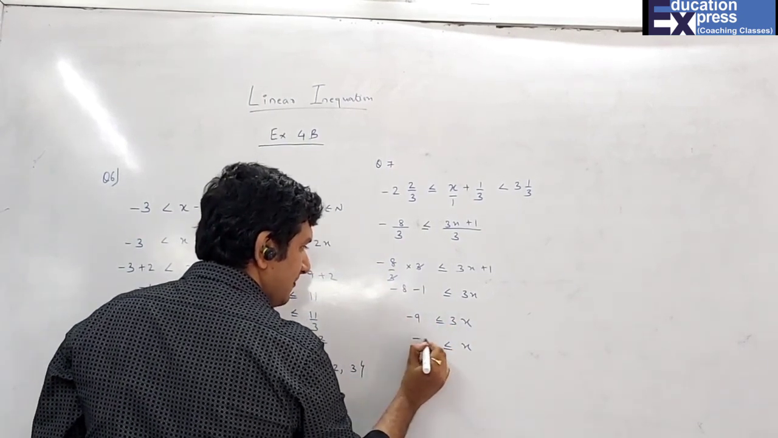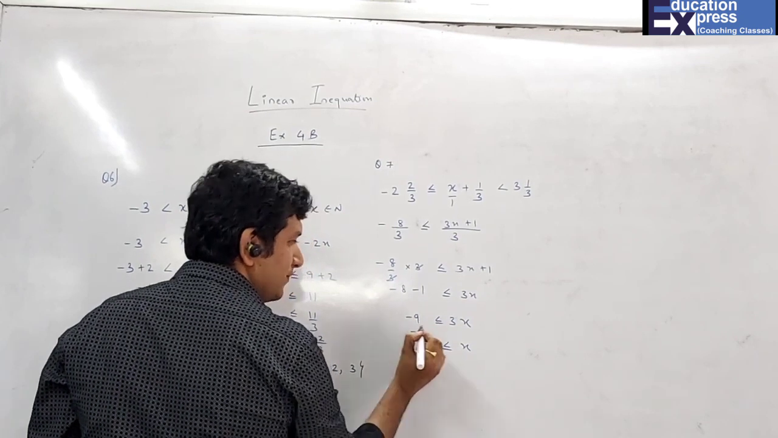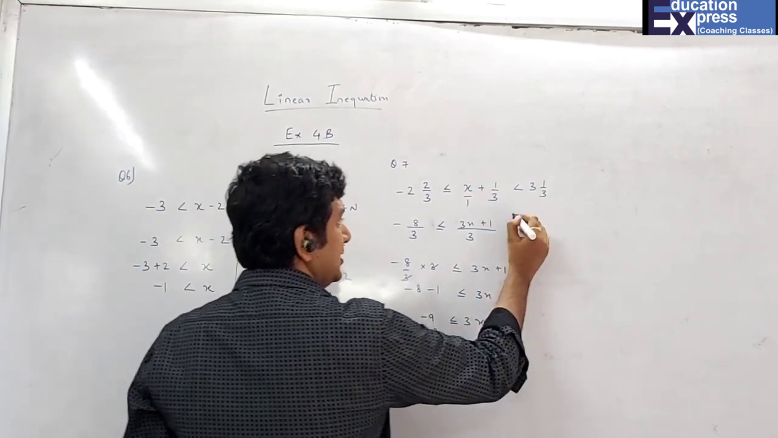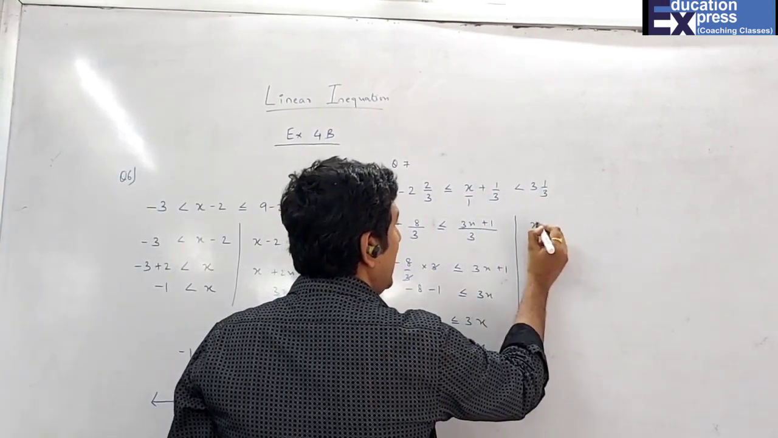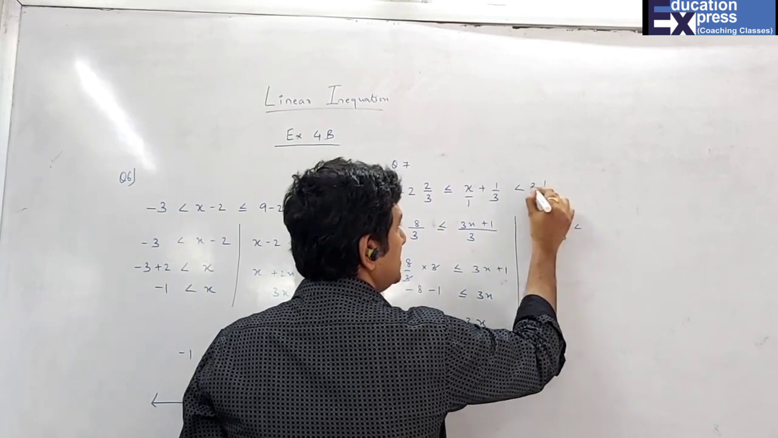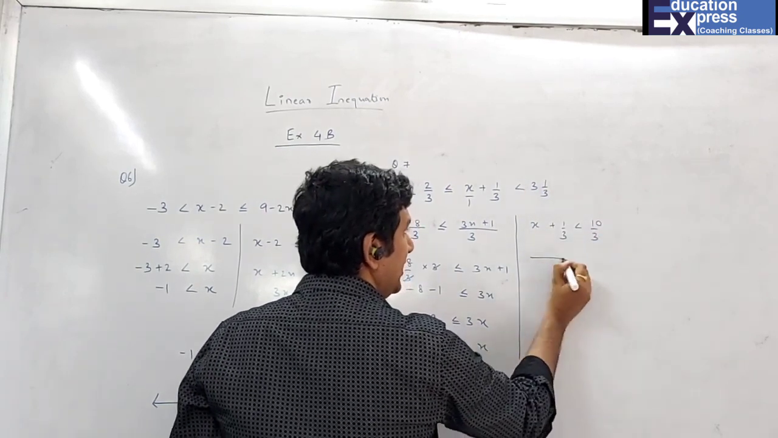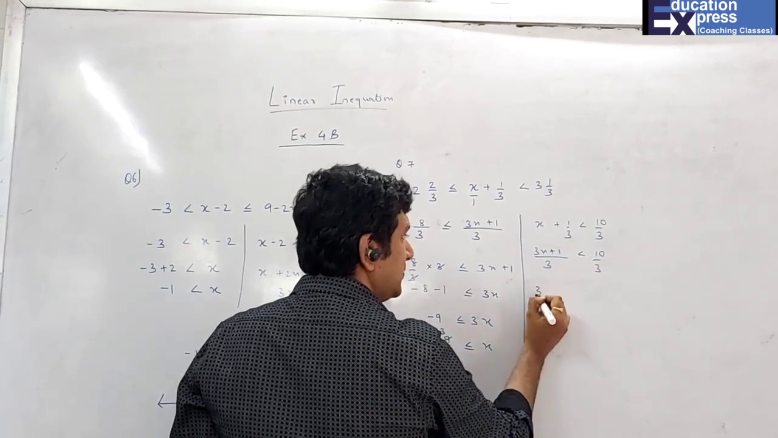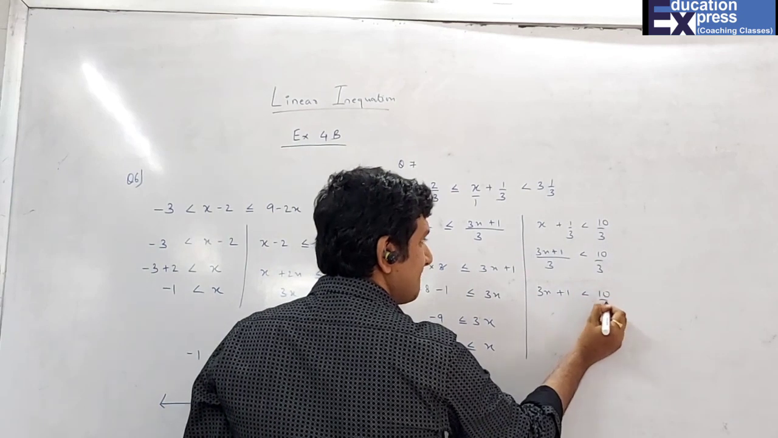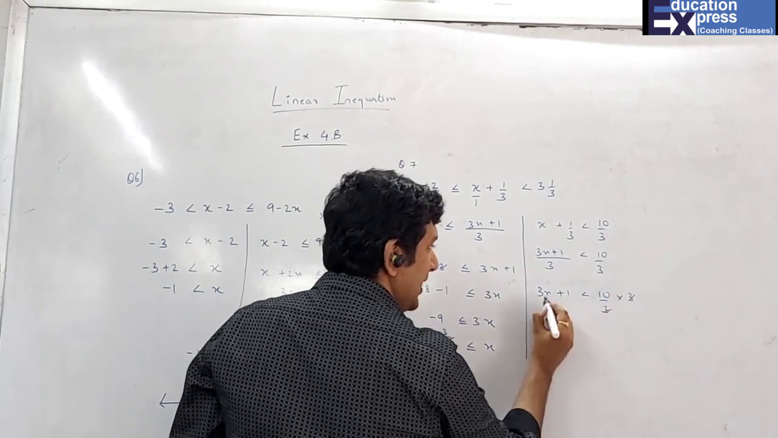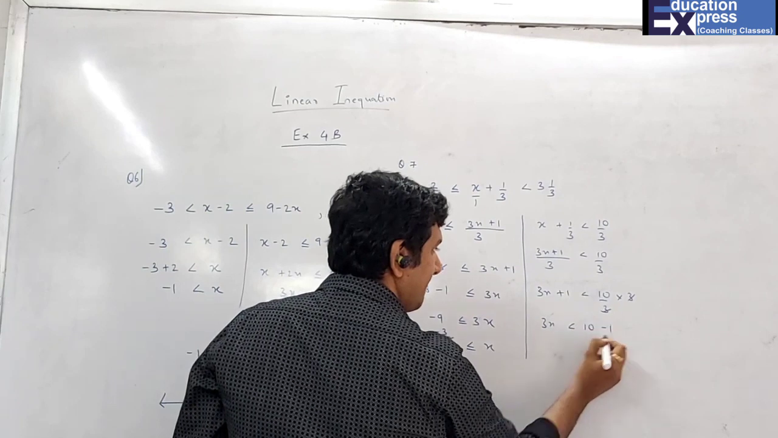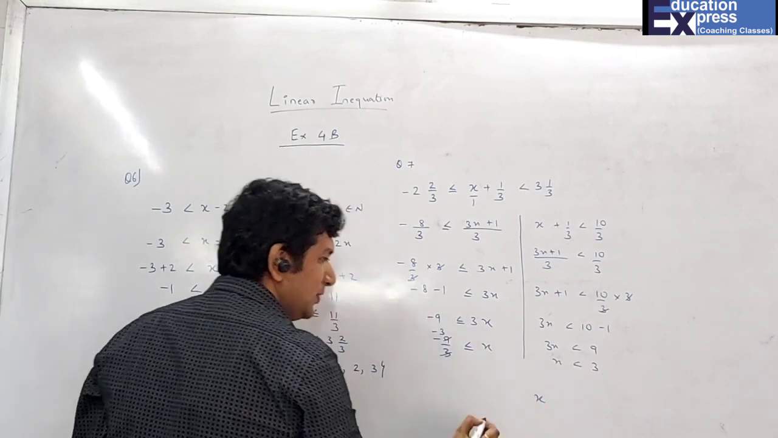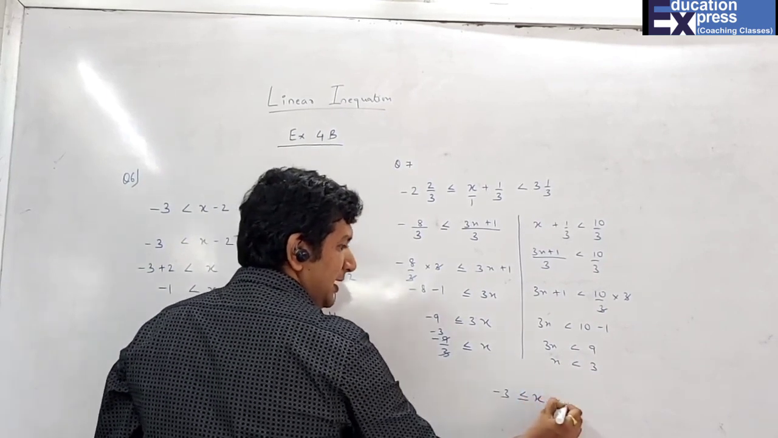So x is more than or equal to -3. One part is done. Second part, here x plus 1/3. 3 3s are 9, 9 plus 1 is 10 upon 3. Again LCM is 3, 3x plus 1. Cross multiplication. x is again positive. So x is less than 3. x will come at the center. x is more than or equal to -3, less than 3.